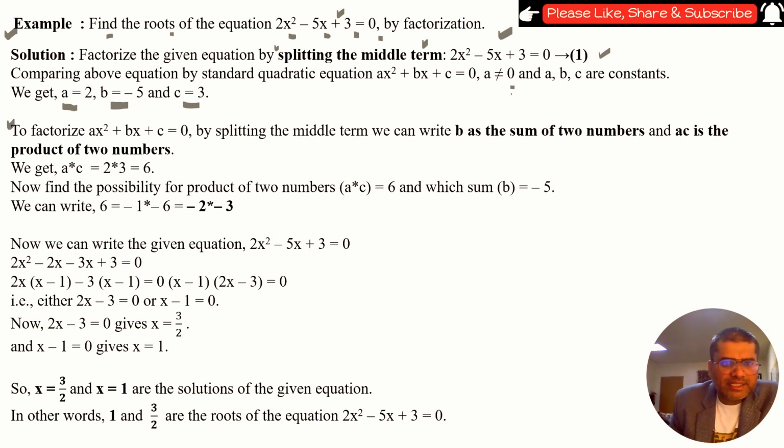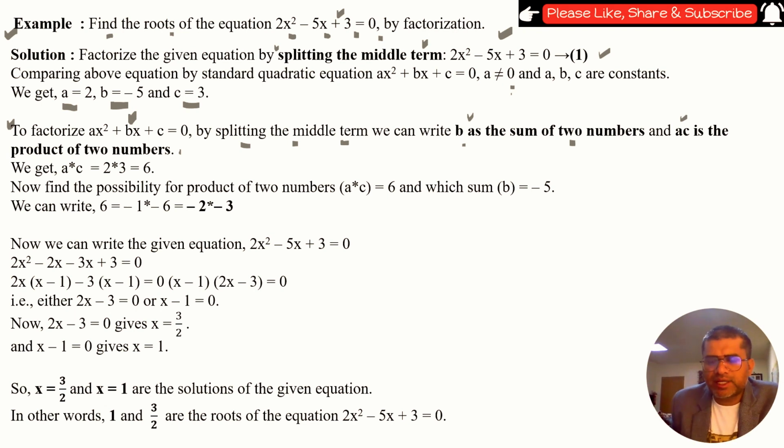To factorize ax square plus bx plus c is equal to 0 by splitting the middle term, we can write b as the sum of two numbers. Just see here, b is the sum of two numbers and AC is the product of two numbers. In splitting the middle term, we will consider b as the sum of two numbers and AC as the product of two numbers. And you find the value of AC from the given equation.